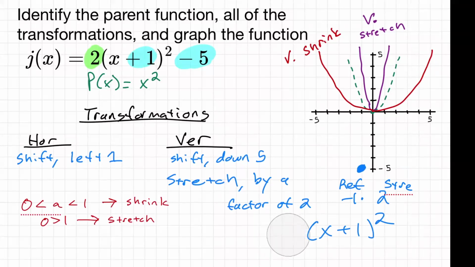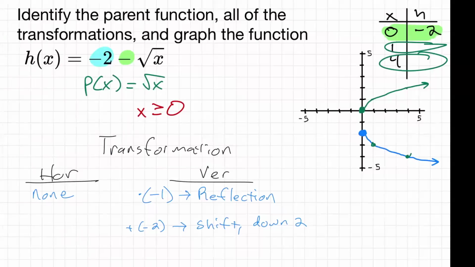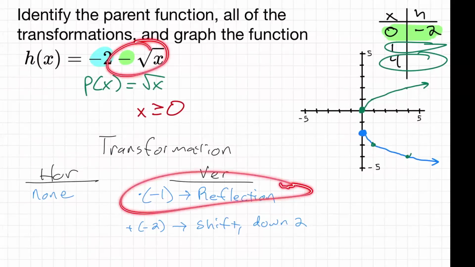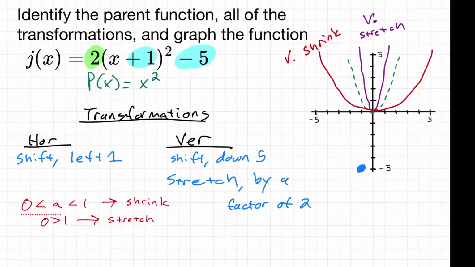It's a horizontal distance? No, it would still be vertical because it's on the outside. Just as we saw here, it's on the outside, so we would just call it a vertical reflection. Huh? It's on the inside? That's correct.